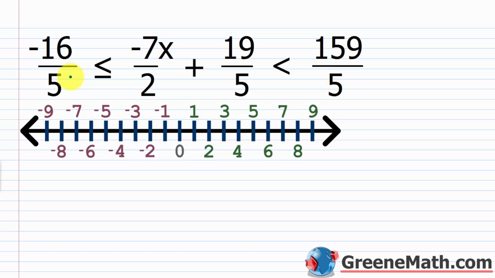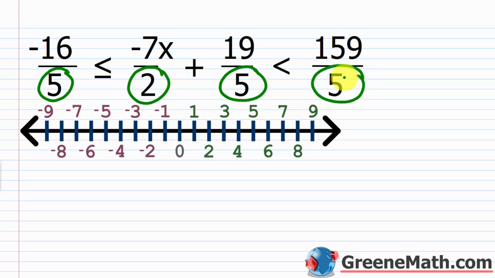So the LCD here, you have 5, you have 2, you have 5, and you have 5. It's basically 5 times 2, or 10. So if I multiplied each part here by 10, what would I have? Well, 10 multiplied by this one right here, the 5 and the 10 would cancel and give me a 2. 2 times negative 16 is negative 32. So you'd have negative 32 is less than or equal to. If I multiplied this one by 10, 10 divided by 2 is 5. 5 times negative 7 is negative 35.